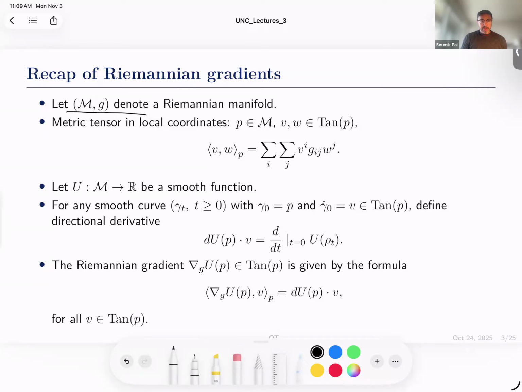As with any Riemannian manifold, I have a metric tensor. So what is this metric tensor? In a local coordinate, this is just given by some PSD matrix. I have a point P in this manifold, and two vectors V and W in the tangent space of P. Then I can write the metric tensor. This is the inner product, the angle in the Riemannian manifold in the tangent space. And how is this angle defined? Well, in Euclidean coordinates, this is just V_i G_ij W_j.